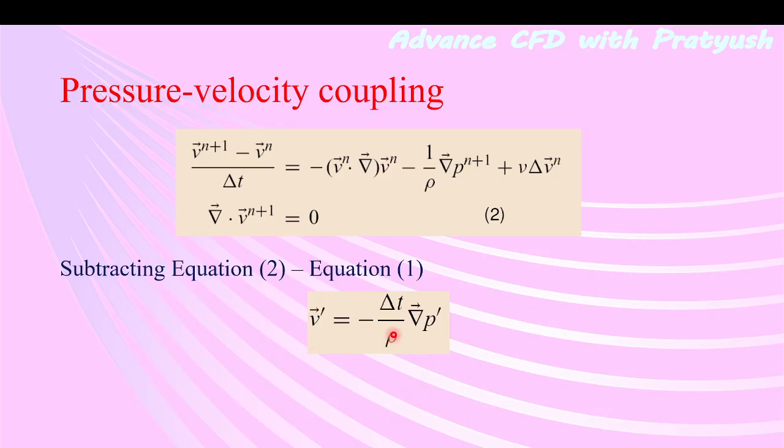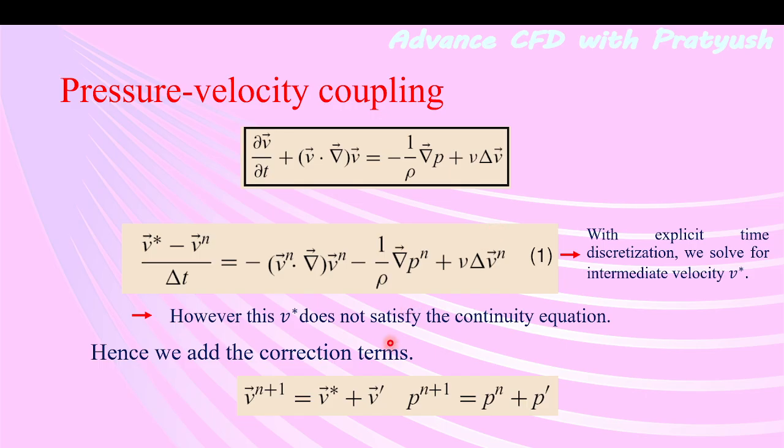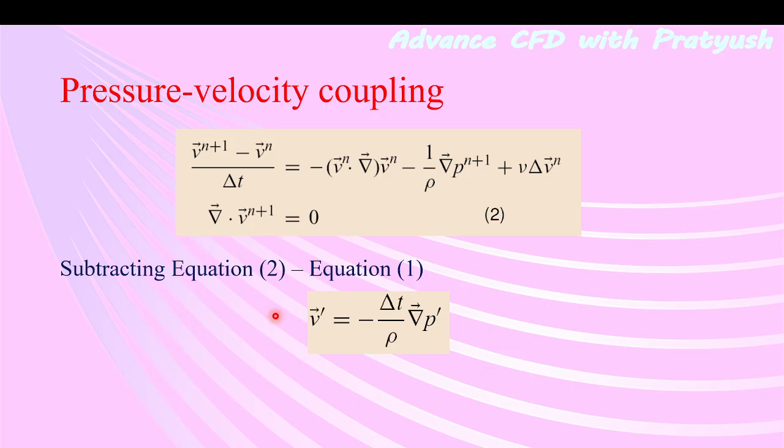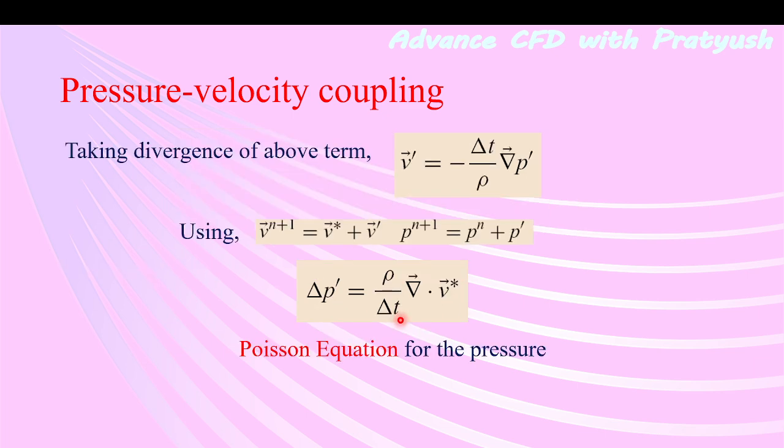That is, V dash equal to minus delta t upon rho, delta p dash. So this is known as the velocity pressure characteristic. How are we getting it? We subtract equation 2 minus equation 1, and we use these two equations that we have come up with. After solving these two equations and using these two identities, we come up with V dash equal to minus delta t upon rho, delta p dash. So this is known as the velocity characteristic.